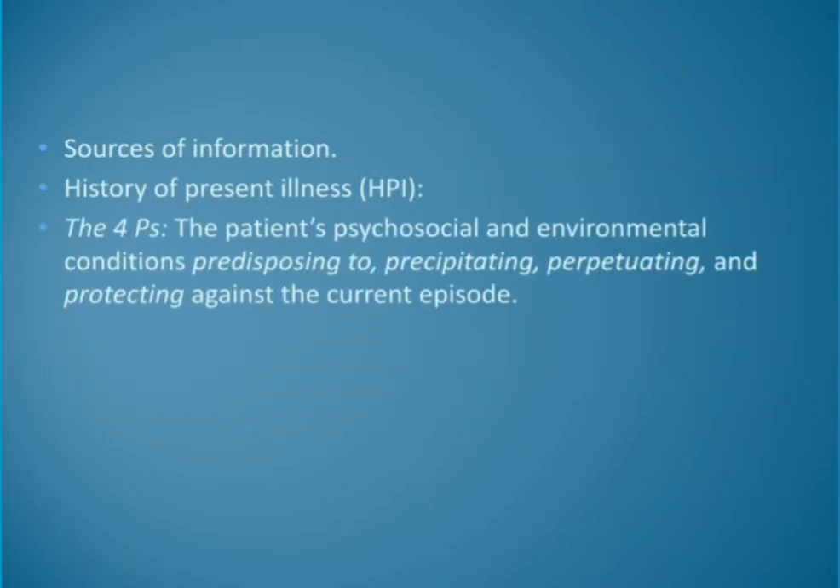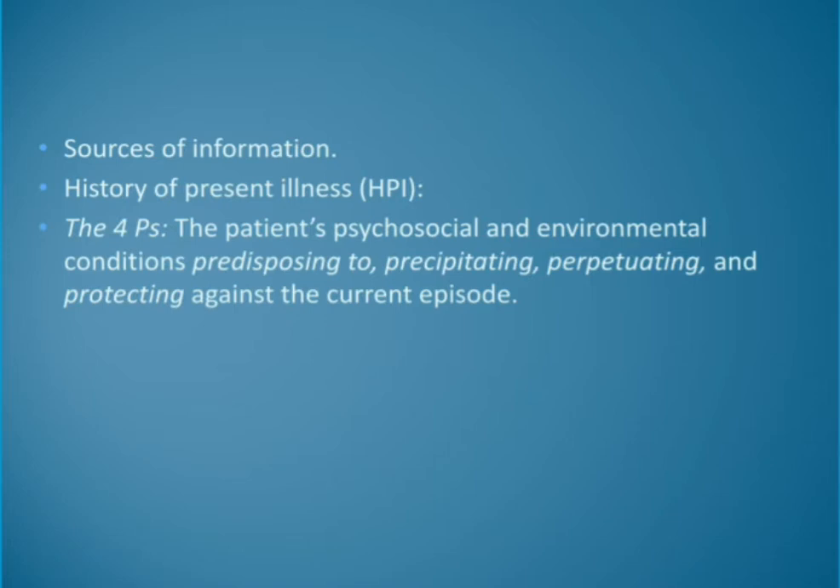Then you need to mention the sources of information. Is it collateral? Is it from the patient? Then is it reliable or is it not reliable if it's from the patient? Then we go to history of presenting illness. So this consists of the 4Ps. So what does that mean? The patient's psychosocial and environmental conditions predisposing to, precipitating, perpetuating, and protecting against the current episode.